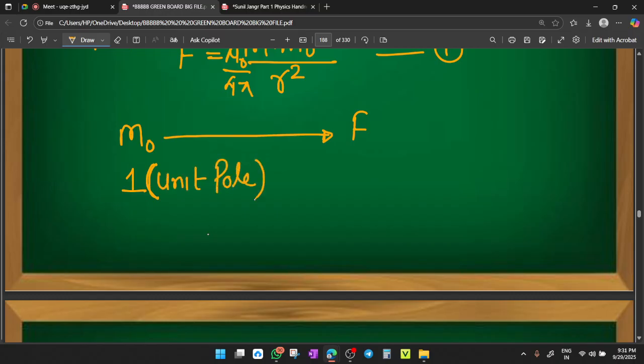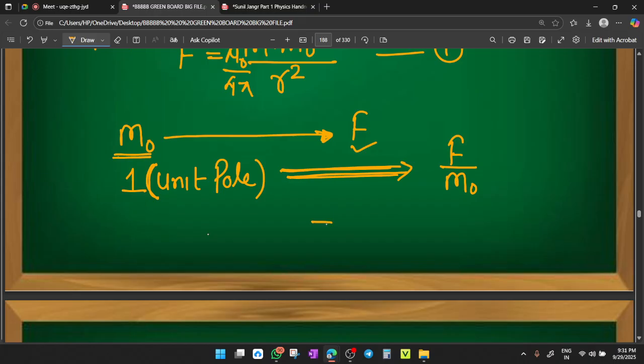So simple, by unitary method. If m naught pole is realizing an amount of force F, then a unit pole is realizing the force F by m naught. Clear, Nitin? If m naught pole is realizing a force F, then a unit pole will realize a force F by m naught.